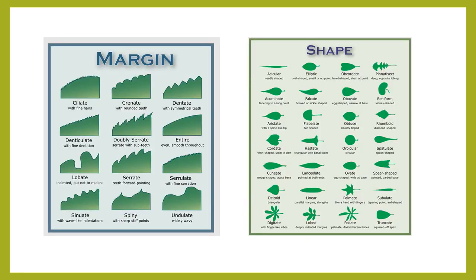Lastly, take a look at the margin, the edge of the leaf, and the shape, the overall outline of the leaf. Look at the shape of the leaf base, the presence of hairs, and odor. These characteristics will help you identify the plant and whether or not it is an NNI.